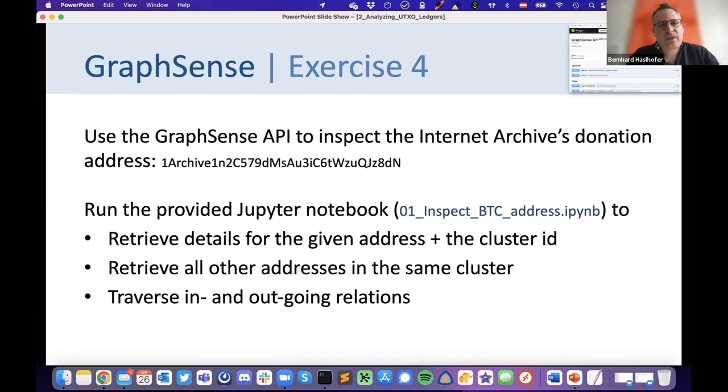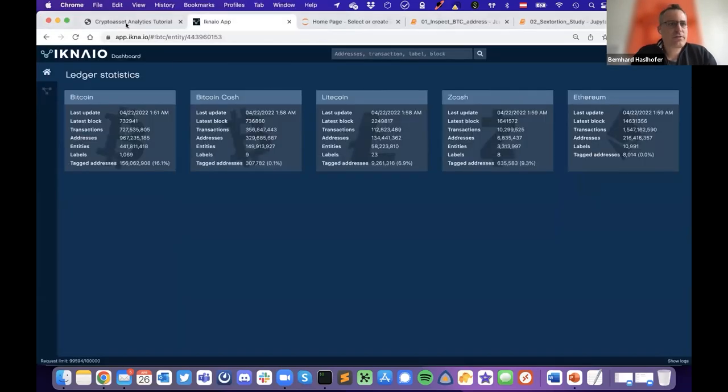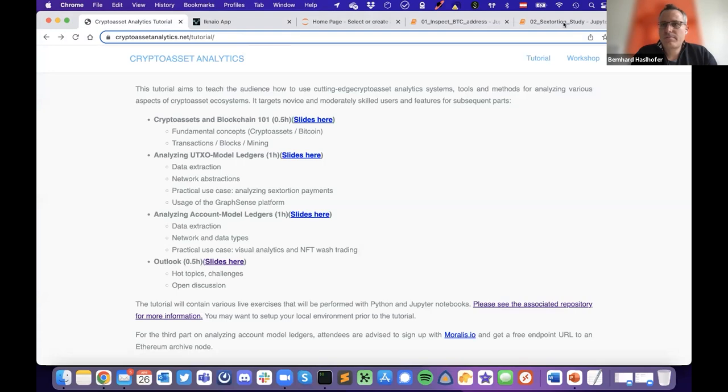And for this reason, we actually built GraphSense as a data science platform with, I think, quite a powerful API, which you can also use to do more automated, larger scale analytics on top of this data set. And I will now show you two Jupyter notebooks that work against the GraphSense API. So here, just a second.